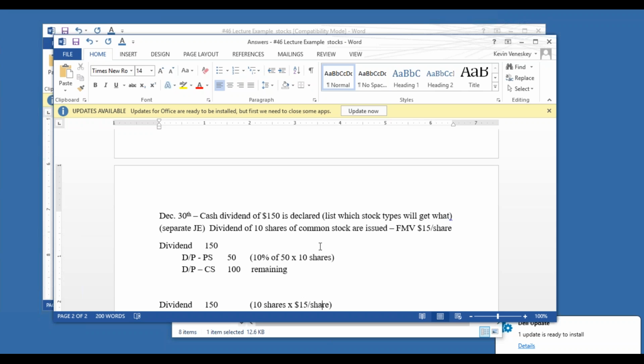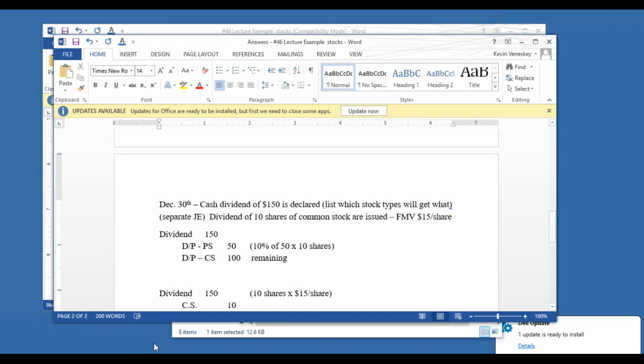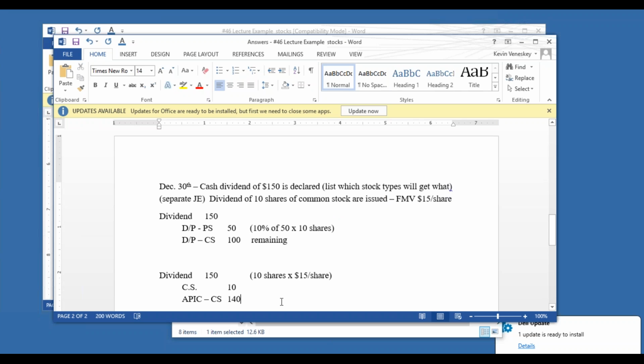And then I just got to state where this dividend came from. Well, it didn't come from cash or that I'm going to pay cash in the near future. It actually came from the issuance of common stock. So just like what I did back up in problem number 1, when I got cash because of issuing common stock, I'm going to do the same thing here. I'm going to credit my common stock at its par value, 10 shares times the $1 par. And then I'm going to credit the common stock additional paid in capital for whatever's left.